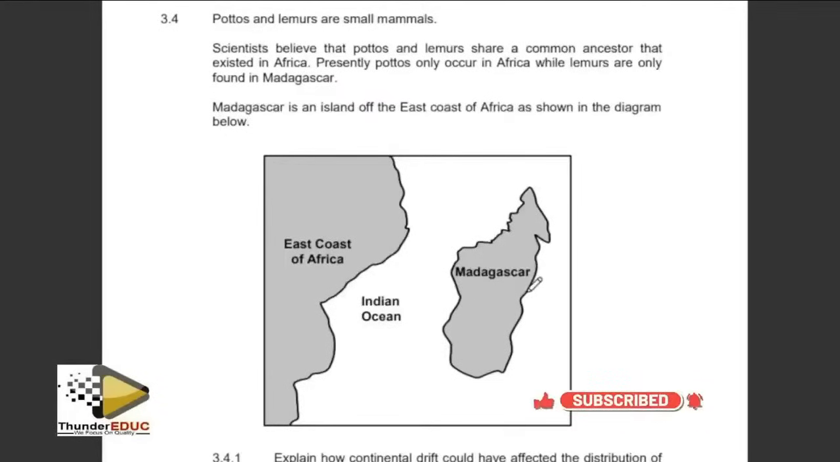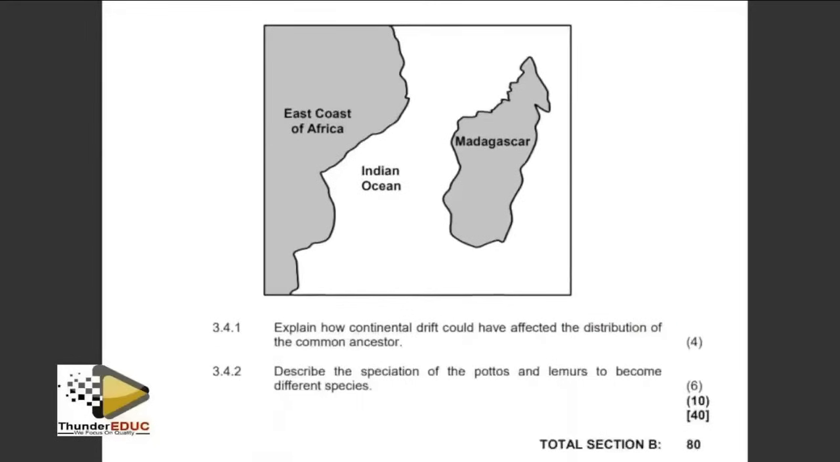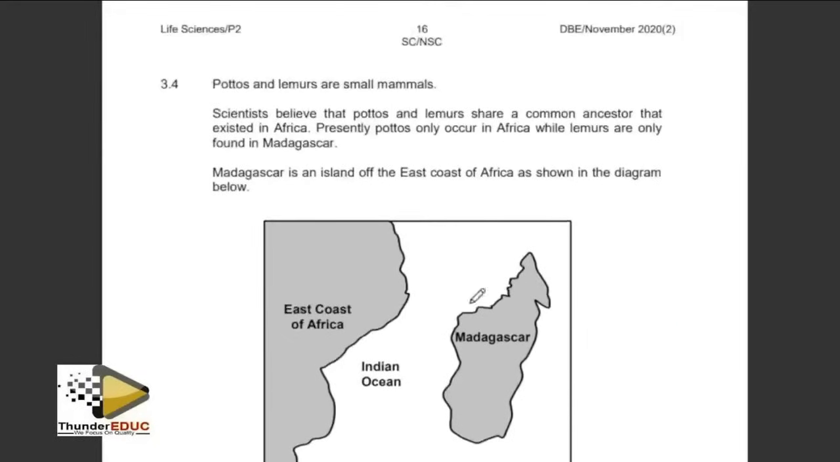Don't say that there was one population of poto and lemurs. They have not yet become poto and lemurs, so they have not yet become those new species. You have to start with what they started with. There was one population of these animals which shared a common ancestor.